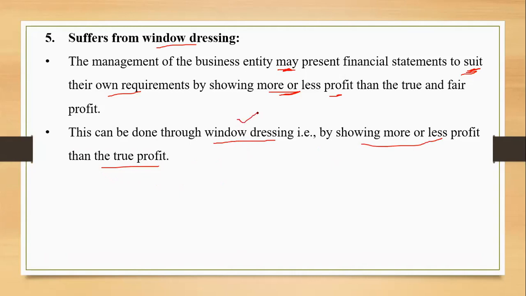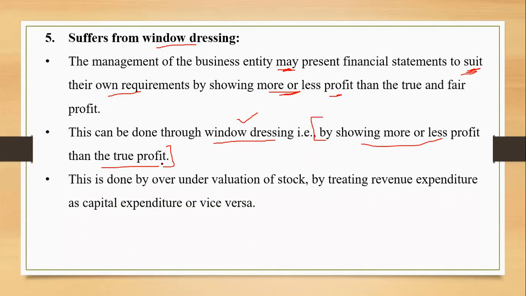Whenever you are asked about this term, window dressing का मतलब क्या है, तो आपको यही बोलना है. It means nothing but to show more or less profit than the actual profit. That is window dressing. How is it to be done? This is done by undervaluation of stock, treating the revenue expenditure as a capital expenditure or vice versa. Okay, this is just an example.